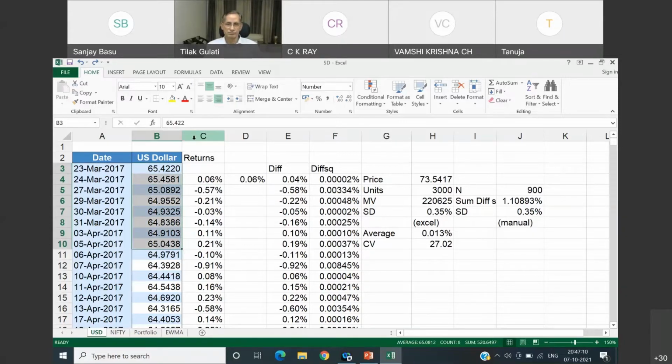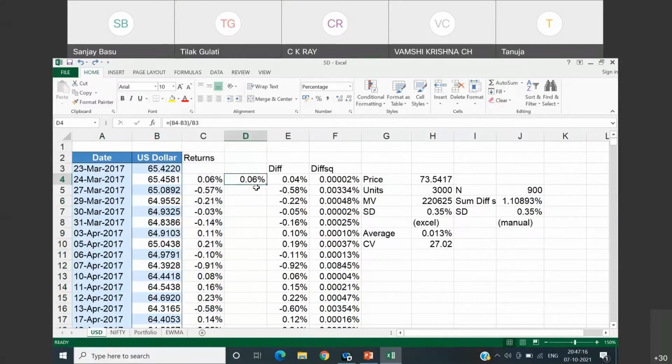And this column will throw up error terms, but not this column, right? Simple returns can be calculated with negative prices, but not log returns, because logarithm is not defined for negative prices, right?